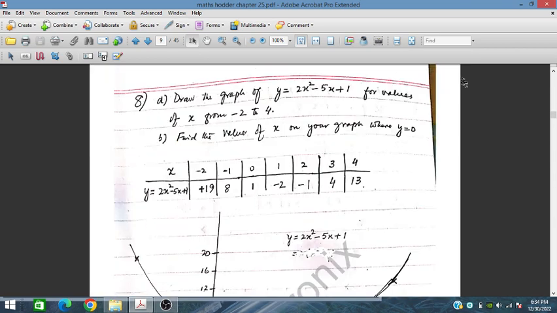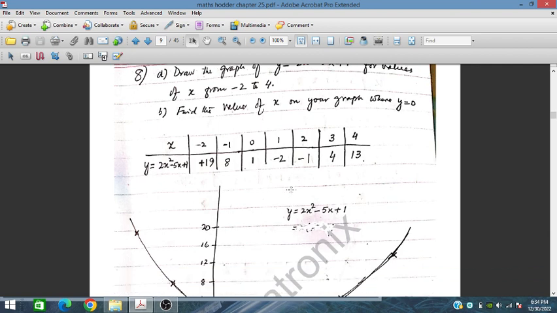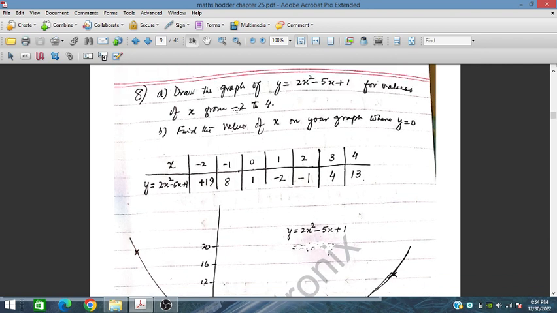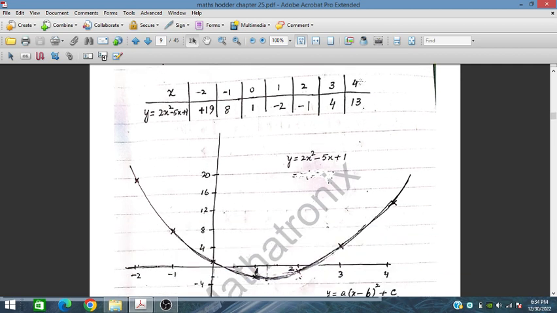The next question, question number 8: draw the graph of y is equal to 2x square minus 5x plus 1 for values of x from minus 2 to 4. Find the values of x on your graph when y is equal to 0. We have plotted all the values from minus 2 to 4, and obtained these values, and this is the graph against x and y.